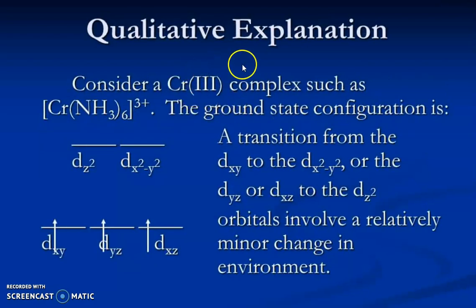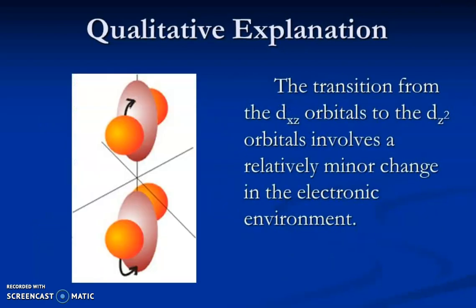Now, qualitative explanation. Considering a chromium 3 complex such as Cr(NH3)6 3+, in the ground state configuration the transitions from dxy to dx2-y2, or dyz or dxz to the dz2 orbital involve a relatively minor change in the environment. So dxy, dyz, dxz, dz2 and dx2-y2. You have 3 unpaired electrons here, in dxy, dyz and dxz.